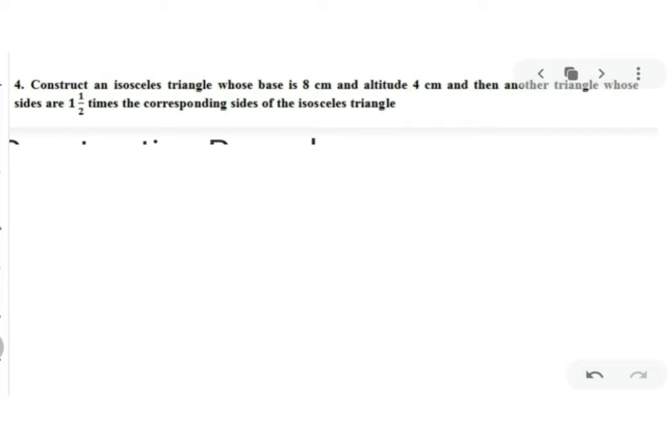Good morning, dear kids. Today I'm continuing your same topic, that is constructions. That is chapter number 11. In that we are taking problem number 4, which says construct an isosceles triangle whose base is 8 centimeter and altitude is 4 centimeter. And then another triangle whose sides are 1.5 times the corresponding sides of isosceles triangle.